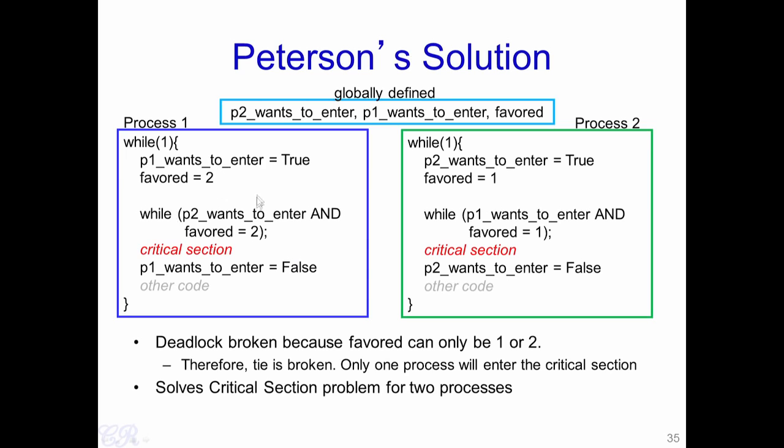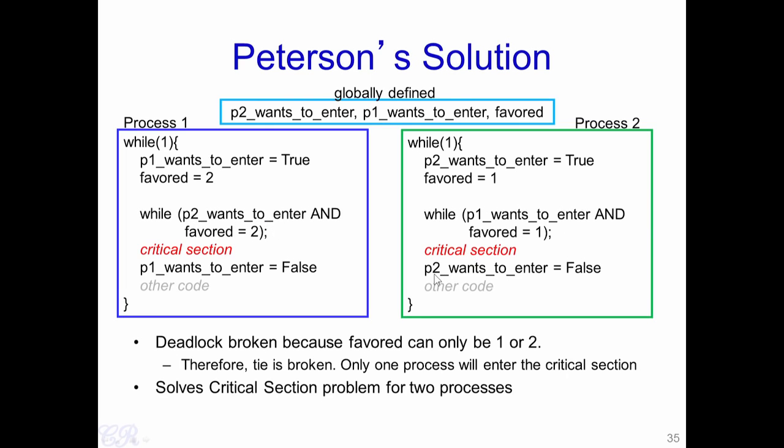However, the only difference comes when both processes enter into this while loop at the same time. In such a case, the value of favored will determine which of the two processes enter into the critical section. So, let us say process 2 is favored and it enters into the critical section, and at the end of its critical section it sets P2 wants to enter to false. So, remember that during this entire period P1 is still waiting or still executing in the while loop.